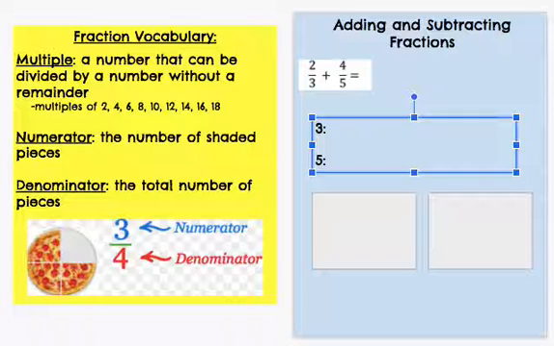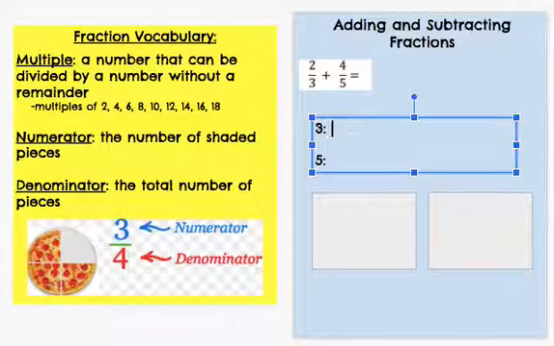If you take a look at our first example here, we have 2/3 plus 4/5. Notice how my 2 denominators are 3 and 5. Now that I have identified my denominators, I need to list out the multiples of each one. Let's start with the 3.